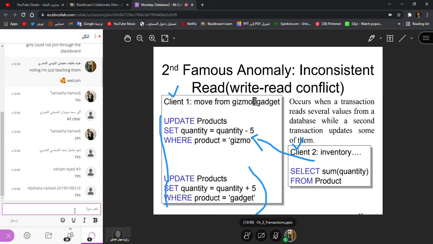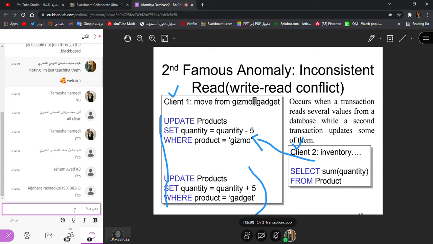Inconsistent read is like you are reading the wrong data. Actually it should not be like that. Let it finish the transaction and then read the data, but because it is reading in between, you are reading the wrong data, right? It occurs when a transaction reads several values from the database while a second transaction updates some of them.